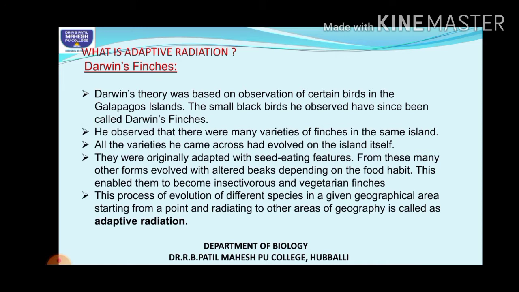Then example, the best example you can explain is of the Darwin's finches. So where were these finches found? They were small black birds which were found in the Galapagos Island. Who visited Galapagos Island? It was Darwin. By the observations made in the Galapagos Island, he explained natural selection. So this is a very good example for adaptive radiation.